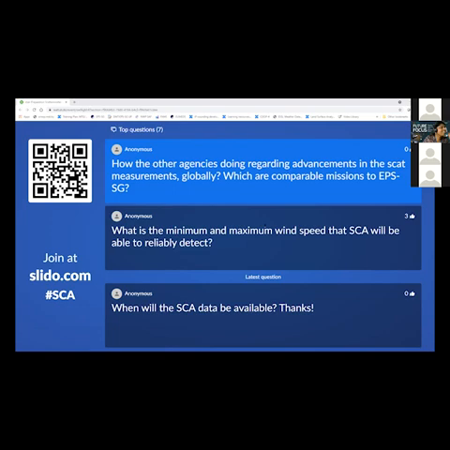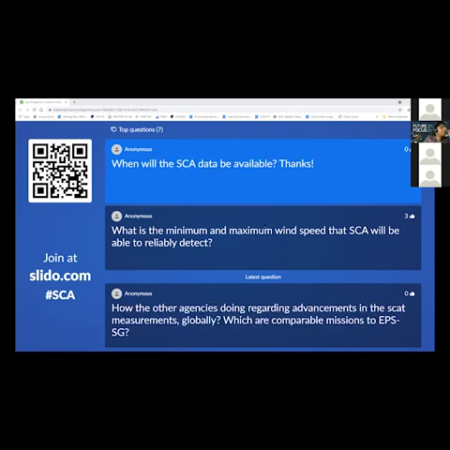There is also this question: when will the SCA data be available? I think the launch, onboard METOP-SG B, is currently scheduled for early 2025, and the data will be available 6 months later, as Stephanie mentioned.